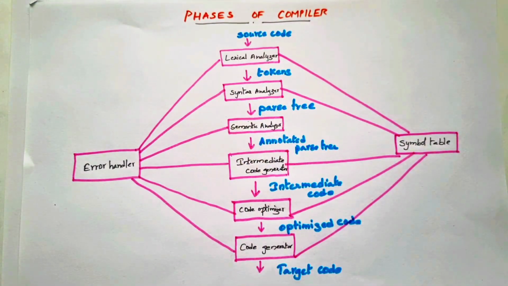Coming to lexical analyzer, it is also known as scanner, and its main job is to read the source code character by character and convert it into a meaningful string of tokens. The tokens could be keywords, identifiers, operators, constants, delimiters.